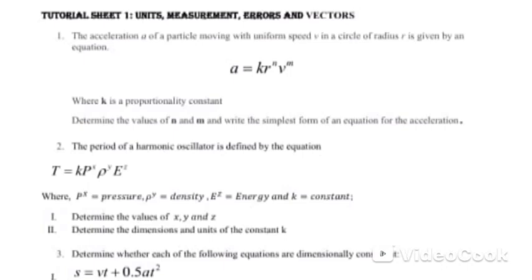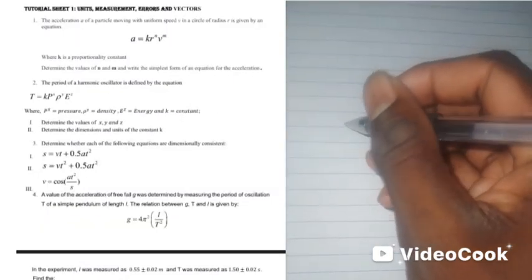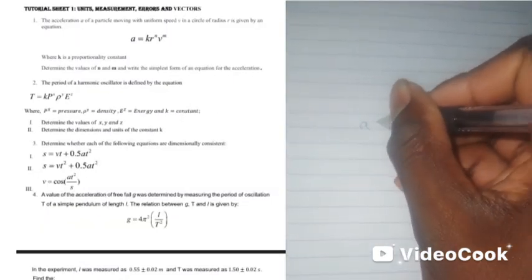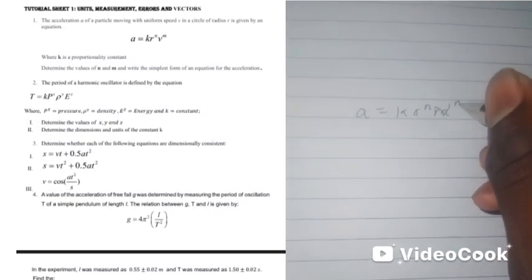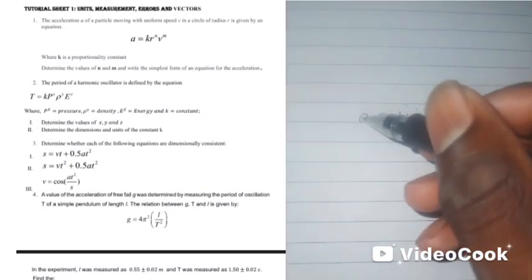So we need to use dimensional analysis to solve this one. Now let's get into it. We have A being equal to k r raised to the power of n, and v is raised to the power of m. Since k is a constant of proportionality, we're going to leave it out as we introduce the dimensions.